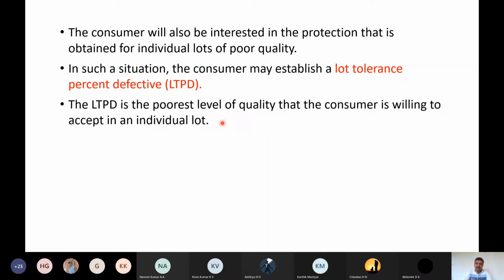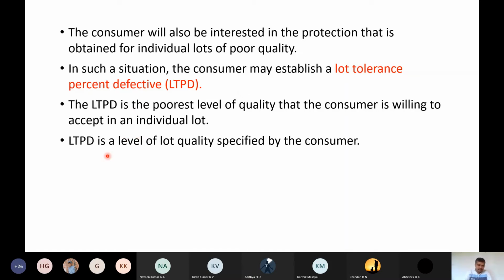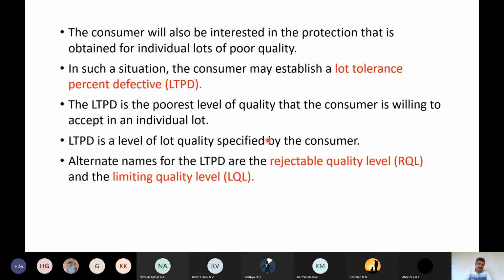For this case, if he is setting lot tolerance % defective as 8 out of 1000, within that he will accept. If it is more than 8, he will reject it. So you can find this lot tolerance % defective: 8 by 1000 will give you 0.008.